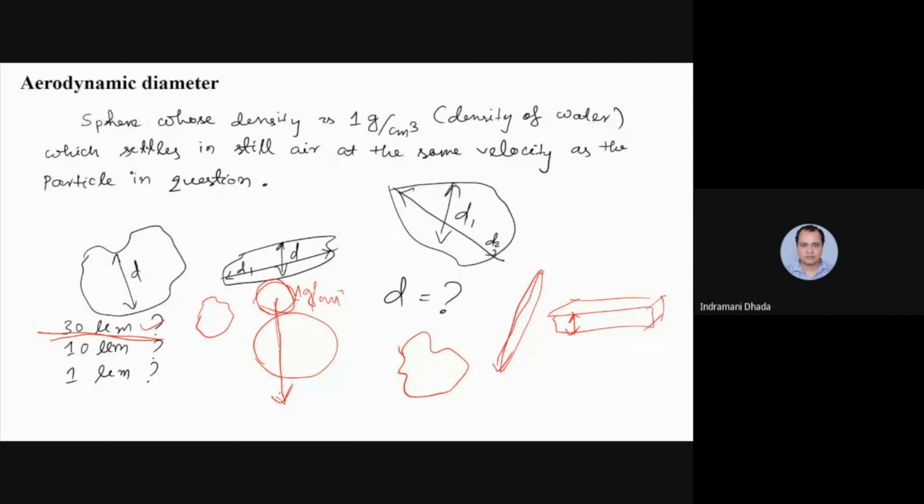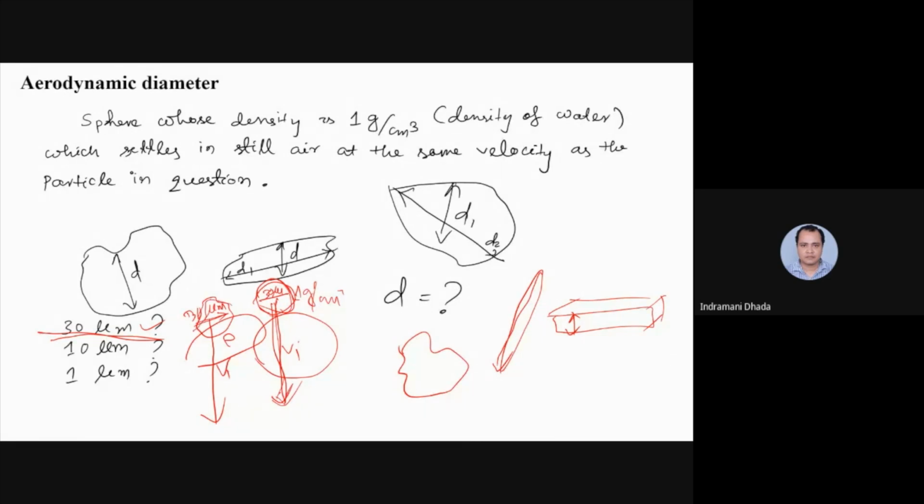Whatever velocity it reaches, if this particle is falling at the same velocity, I can say the diameter of this particle is 30. Suppose the diameter of this sphere is 30 micron, I can say the diameter of this particle is 30 micron. Whether this particle is very small or very large, I am not thinking about that size. I am thinking about the velocity. If both velocities are the same, I can say that the diameter of this particle is 30 micron. So it is a very relative term.